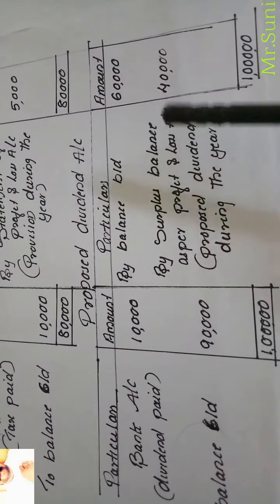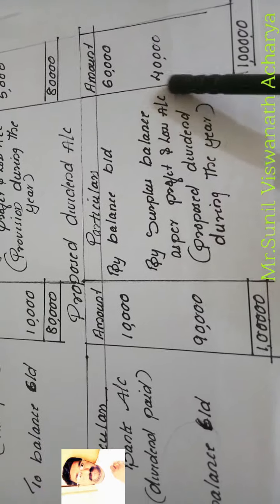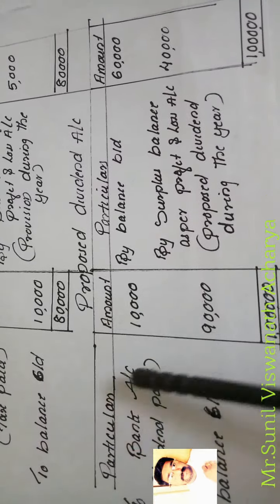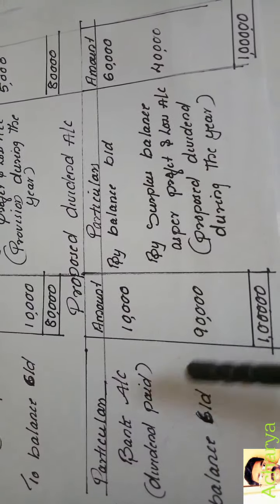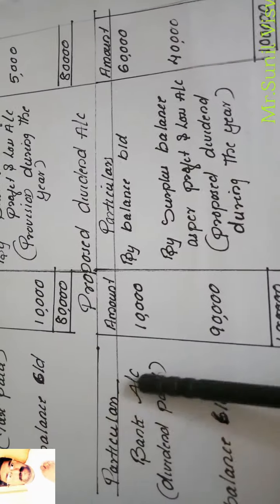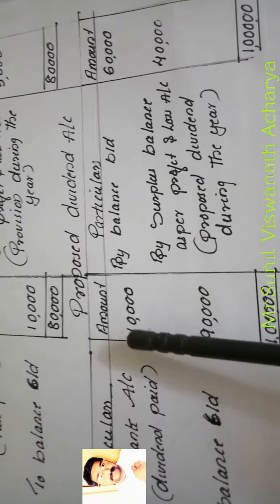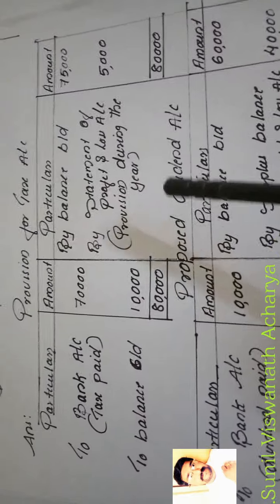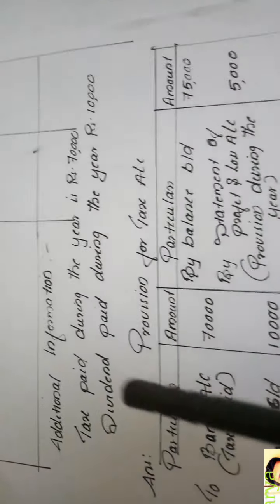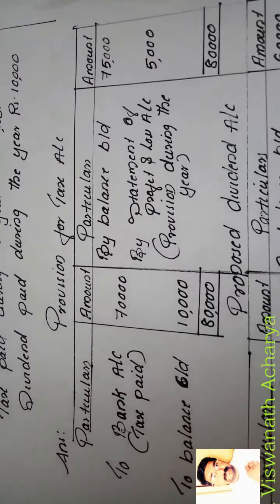So keep in mind, suppose the proposed dividend of the current year is given, then tax paid you can find out. These 2 we will add, and this difference we will get as tax paid, dividend paid. Okay, so keep this format in mind. Questions like this can come in the examination. Okay, see this very well and practice some questions like this. Okay, thank you so much.